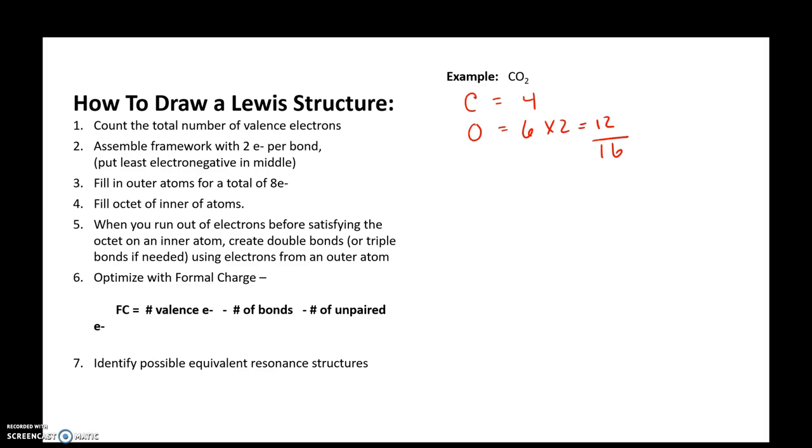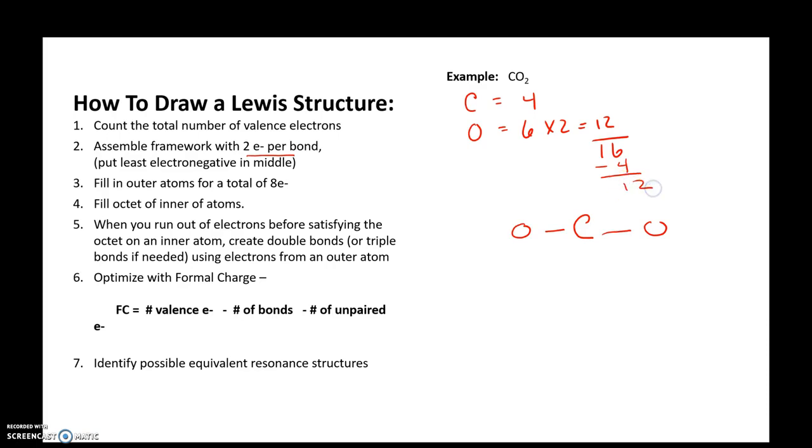Next, I'm going to assemble a framework of atoms. We always put the least electronegative or the least abundant atom in the middle. So I'm going to place the carbon in the middle and my oxygens on either side. I'll put bonds between the carbon and the oxygens. Each bond, remember, has 2 electrons, so I have used 4 electrons.